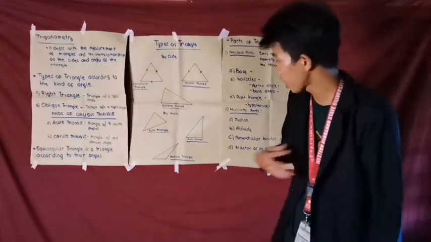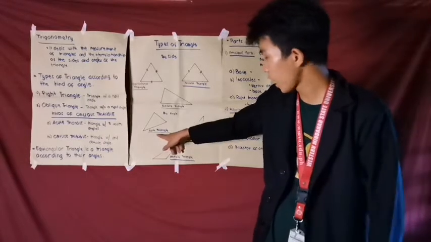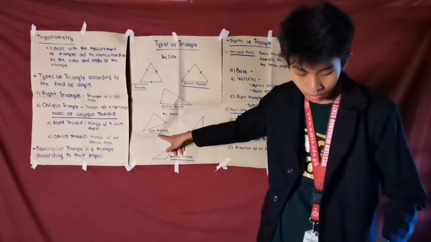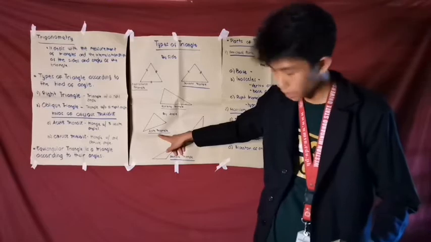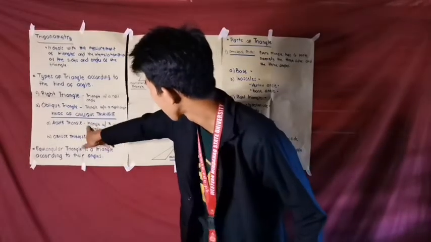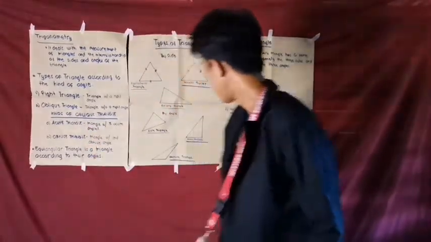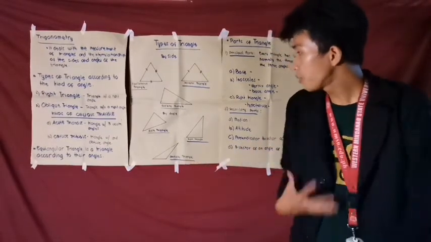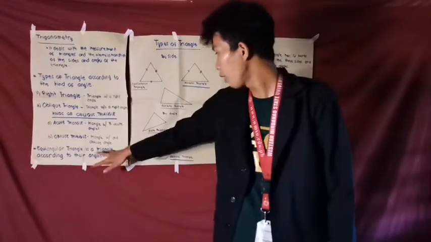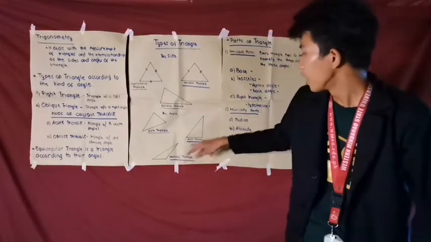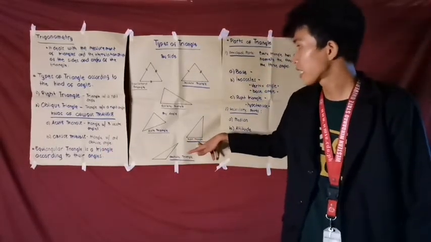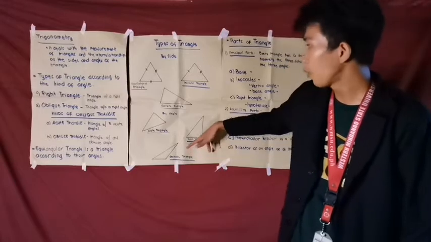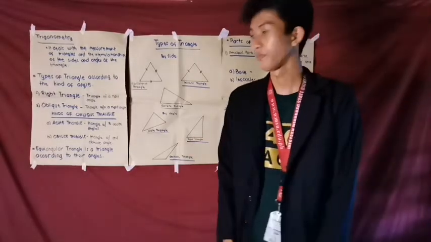By angles, first is the acute triangle, a triangle with 3 acute angles. Next is the obtuse triangle, a triangle with an obtuse angle. The right triangle is a kind of triangle with a right angle.